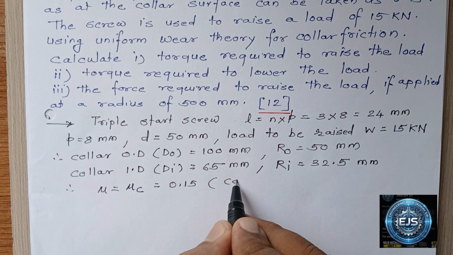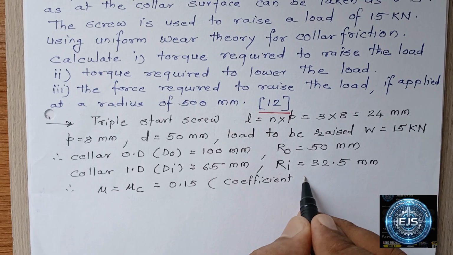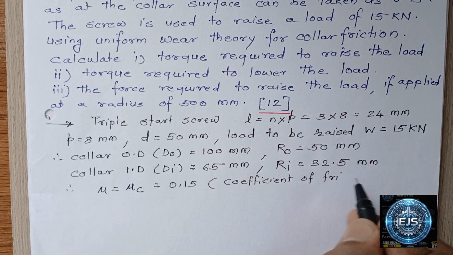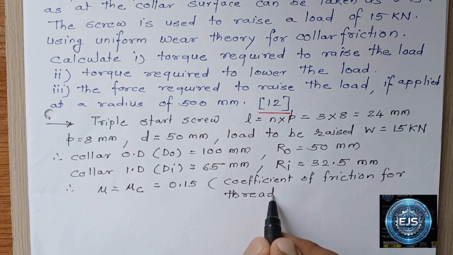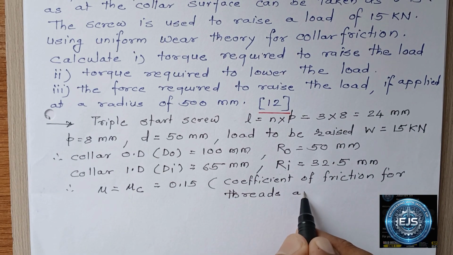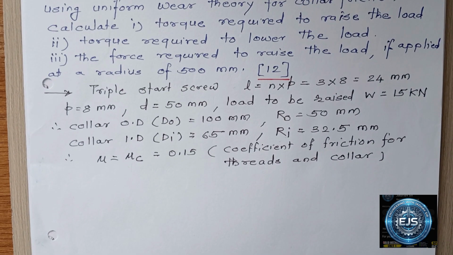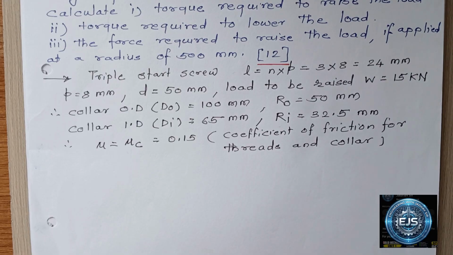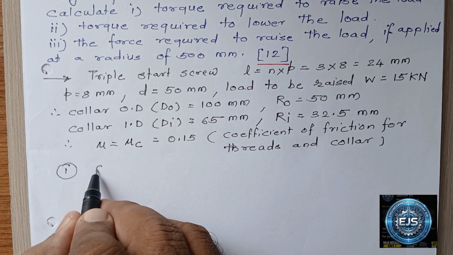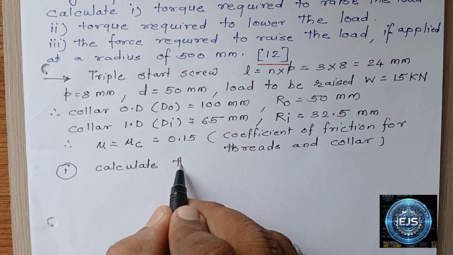So this is coefficient of friction for thread and collar. Coefficient of friction for thread and collar is same in this problem, that is 0.15. Mu is equal to mu c and that is equal to 0.15. So in the step 1 we have to calculate the various thread parameters. So very first step in this problem is to calculate thread parameters.